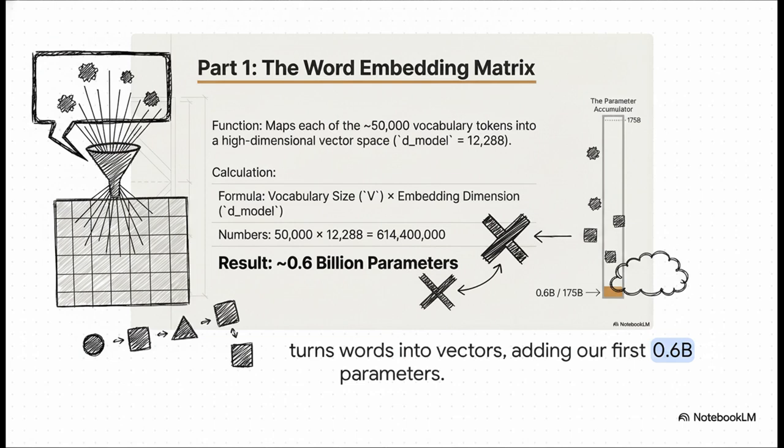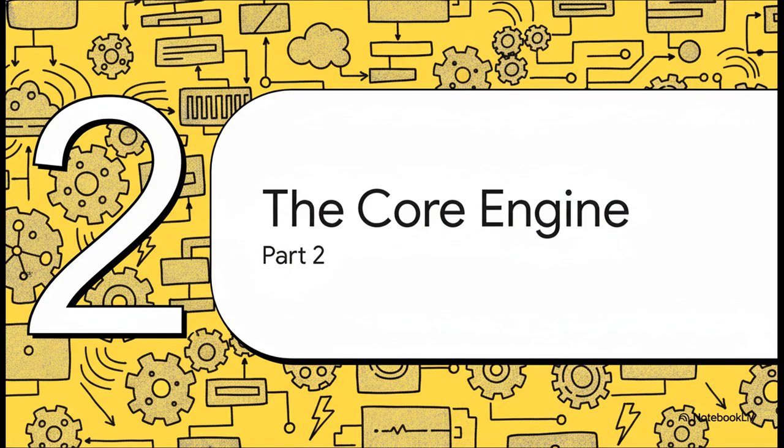So about 0.6 billion. And if you look at our accumulator, there we go. Our first little block is filled in. We're on our way. Okay, first piece is on the board. But honestly, that was just the appetizer. Now we're diving into the absolute heart of this machine, the core engine.